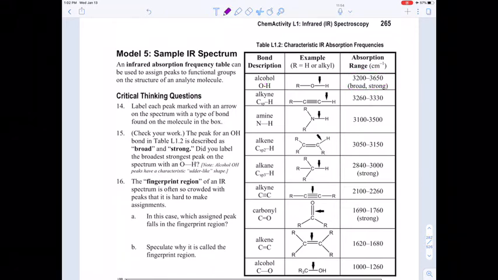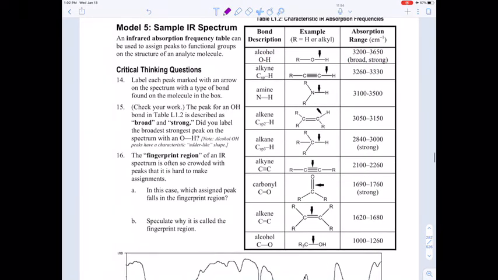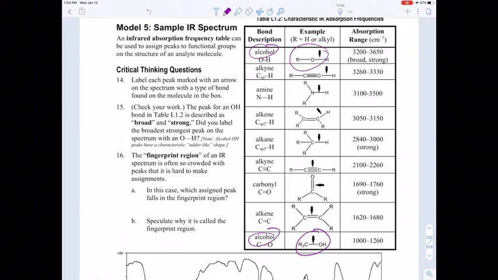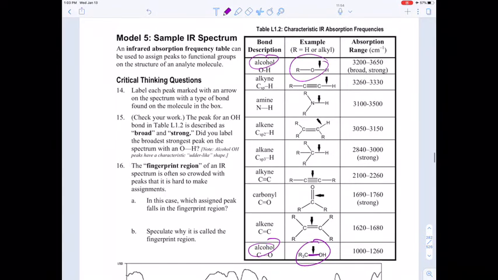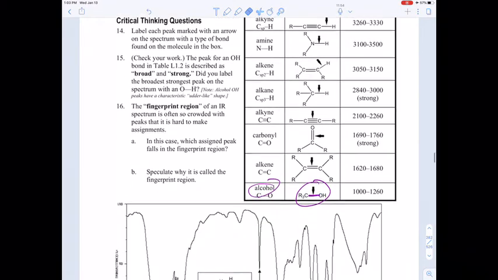That can be sometimes a little confusing as we look down at, for instance, here. So let's compare this one and this one. They both say alcohol. The difference being this one at the bottom is talking specifically about the carbon to oxygen bond of an alcohol. The one at the top is talking specifically about the oxygen to hydrogen bond. They're different types of bonds, therefore they'll have different frequencies.